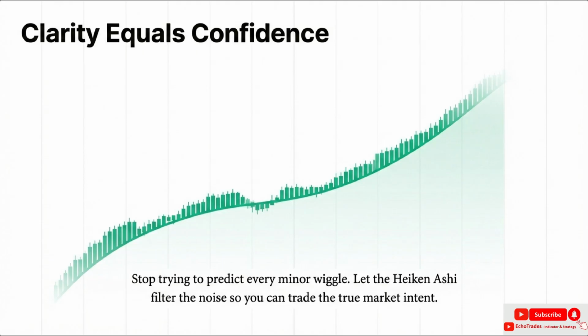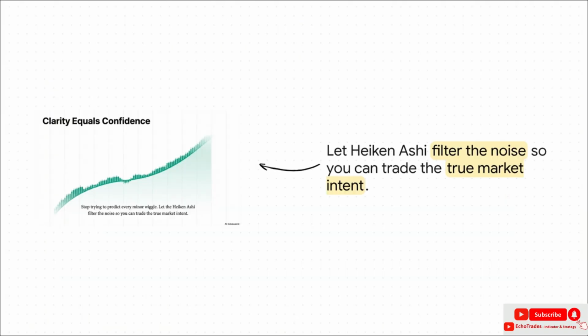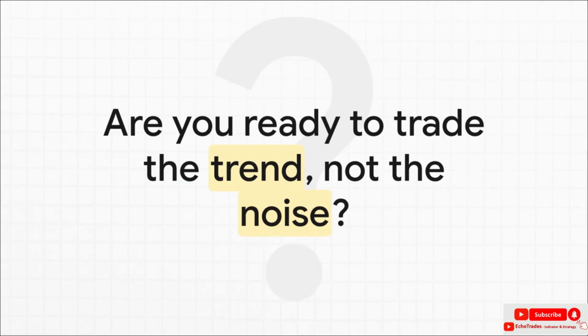You let the Heiken Ashi filter do the hard work for you, sifting through all that junk and noise so that you can focus on trading the true market intent with confidence and with discipline. So the only question left is the one right there on your screen. Are you ready to stop reacting to the noise and finally start trading the trend?